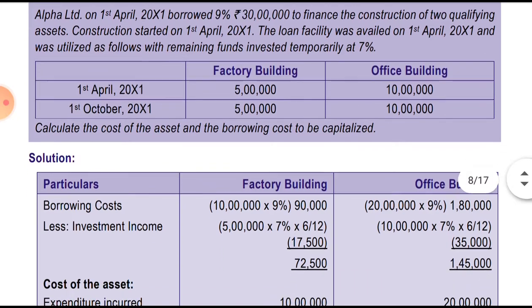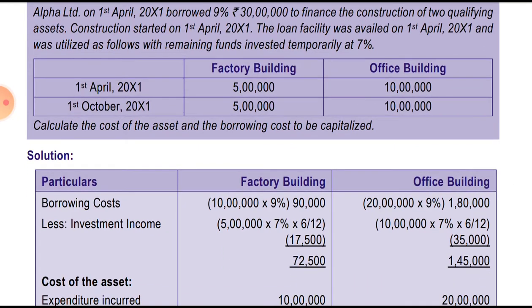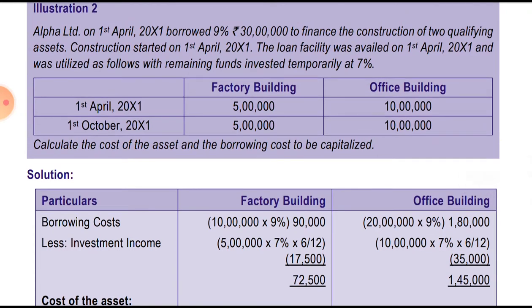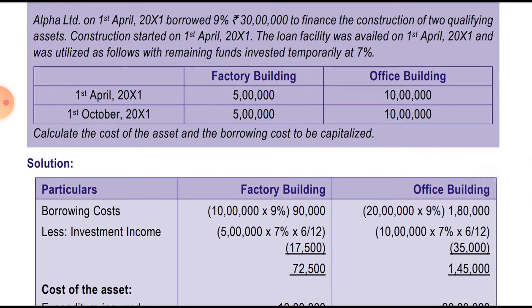So first of all, the borrowing cost. The factory building total is 10 lakh rupees cost. For that, we will charge 10 lakh, that is 5 lakh plus 5 lakh, 10 lakh into 9%, which is 90,000. 90,000 is the specific borrowing cost.